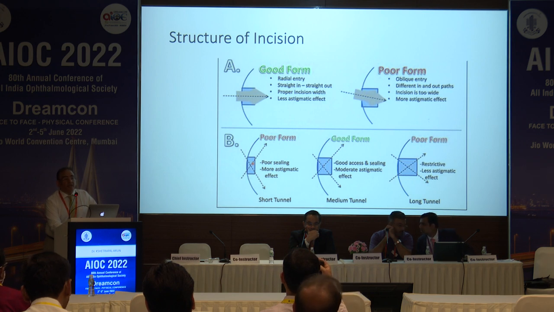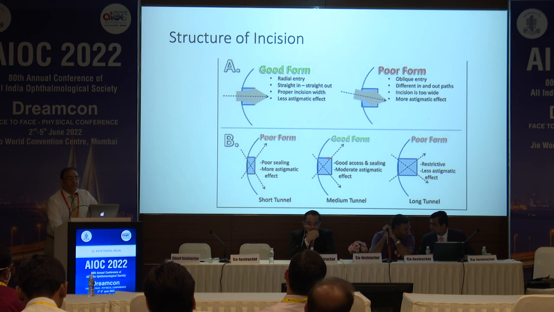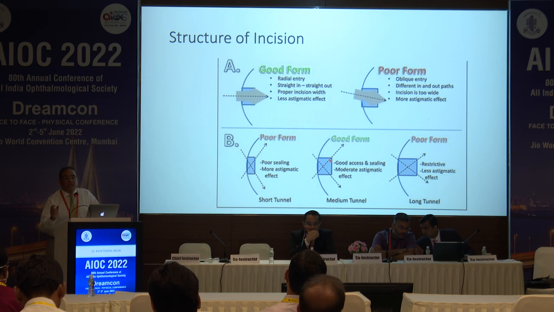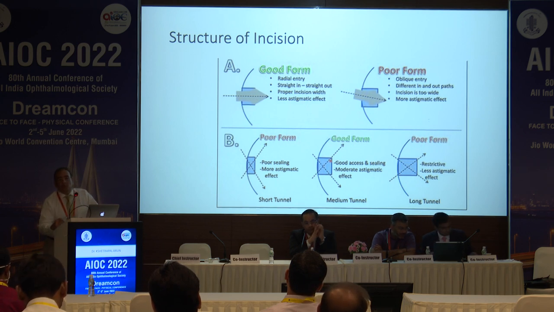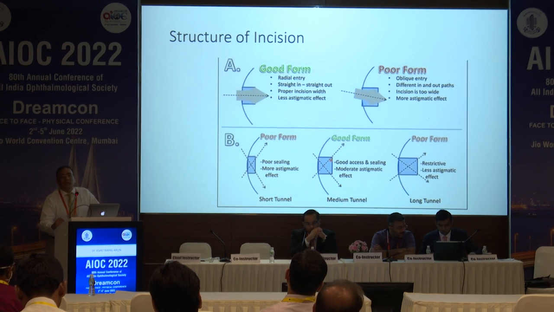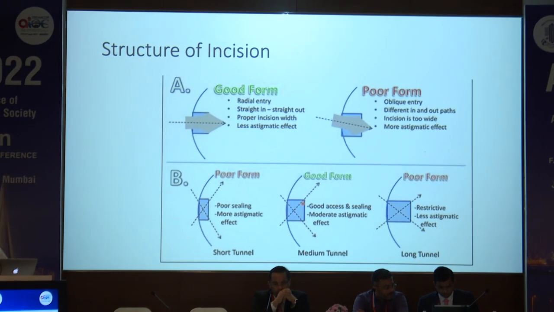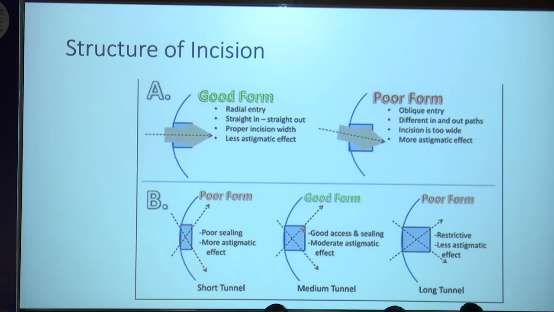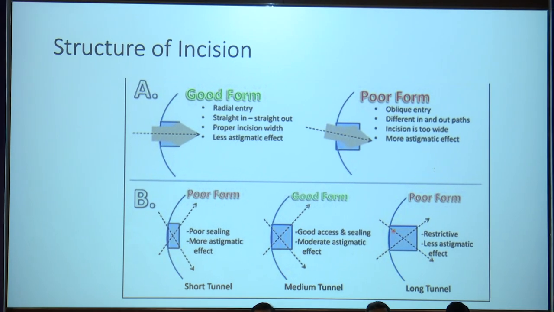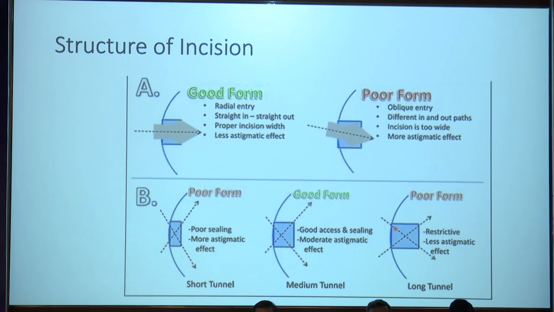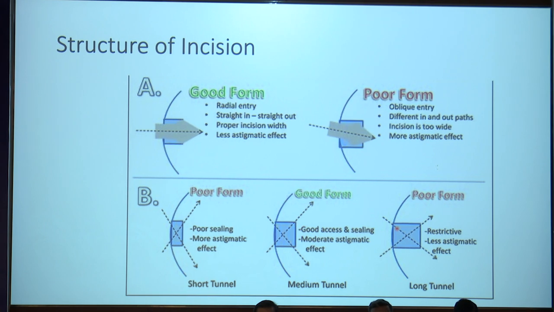Then coming to the size of the incision, too small a tunnel will definitely leak, and this can also lead to iris prolapse. A good tunnel should be as long as it is wide. So if you're making a 2.2 millimeter incision, your tunnel should be approximately 2 millimeter, or 1.8, or it can be 2.2 millimeter. Too long a tunnel again can cause a problem. It can cause the cornea to bend and disrupt your vision of the anterior chamber.